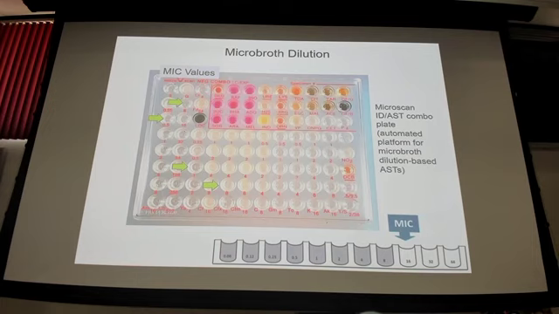That's the definition of MIC, remember? That minimum concentration. So the minimum concentration required to inhibit the growth of this bacteria visibly would be 16. That well becomes clear. It's no longer turbid. There's no bacterial growth in there, if that makes sense.